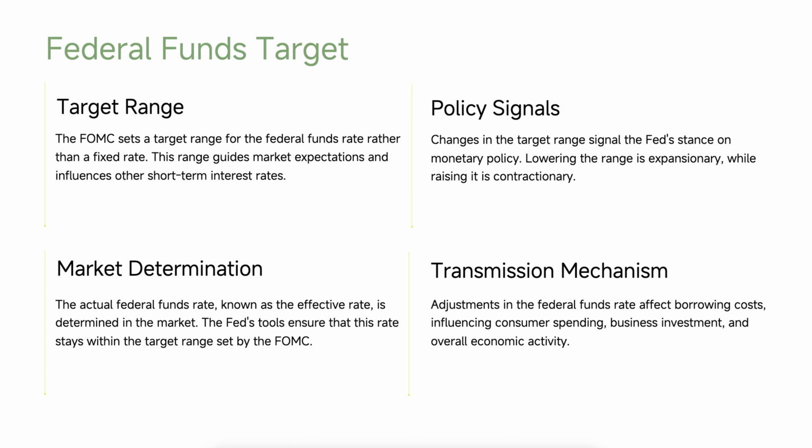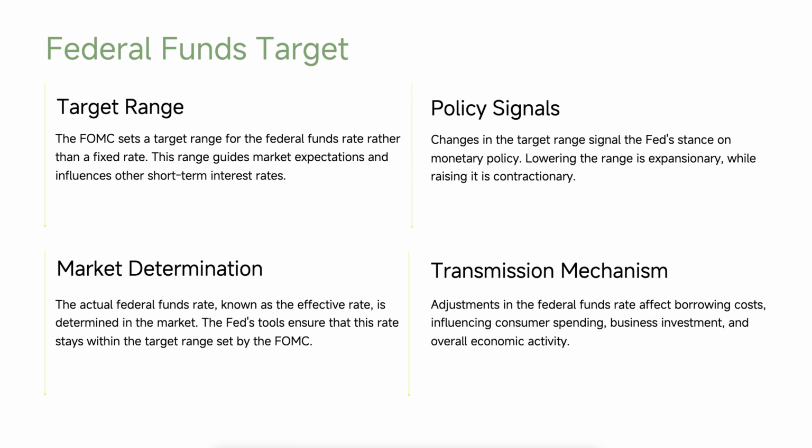The federal funds rate is the interest rate banks charge each other for overnight loans. The FOMC sets a target range rather than a single number. Market forces determine the actual effective federal funds rate, but the Fed uses its tools to keep that rate inside the target range. When the Fed lowers the range, that's expansionary. It stimulates borrowing and spending. When the Fed raises it, monetary policy tightens, slowing demand and helping cool inflation.